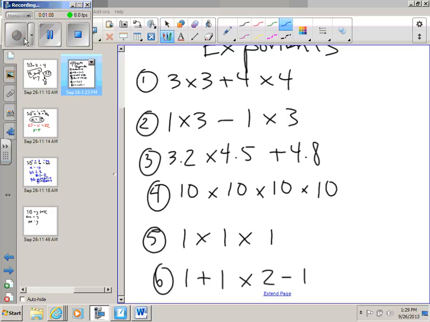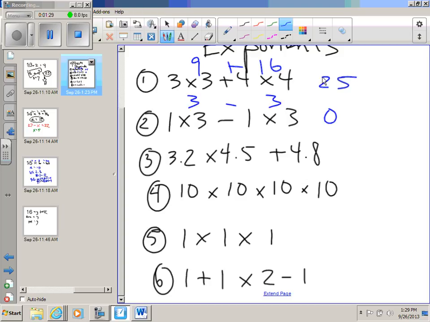Okay, 3 times 3 plus 4 times 4. Cheyenne, 25. 3 times 3 is 9 plus 16 equals 25. Order of operations. 1 times 3 minus 1 times 3. Calvion? 0. Very good. 3 minus 3 is 0.